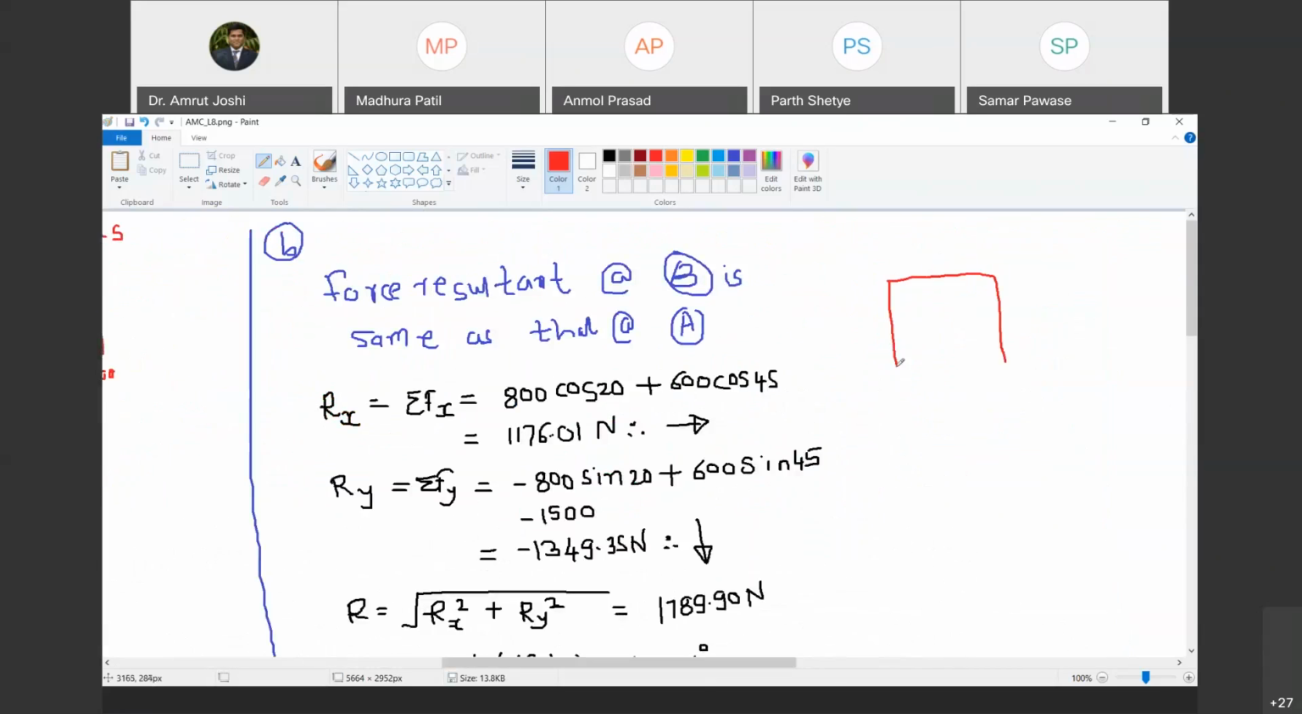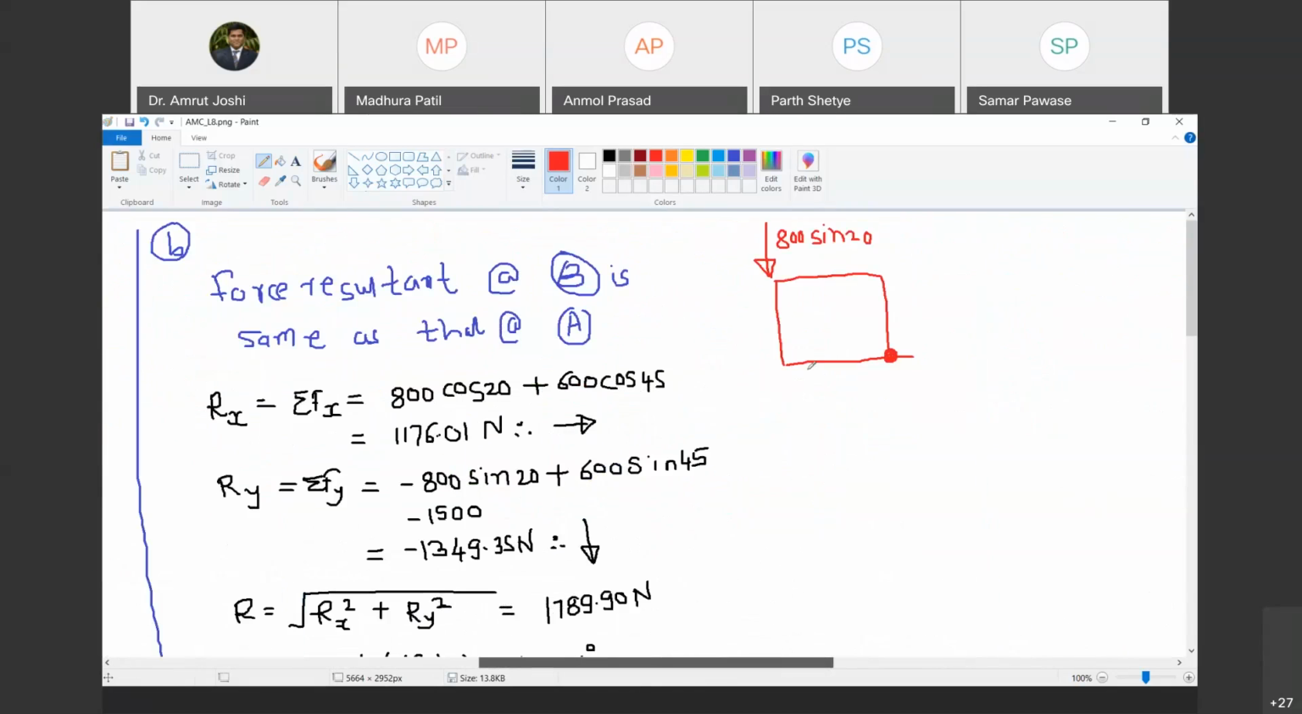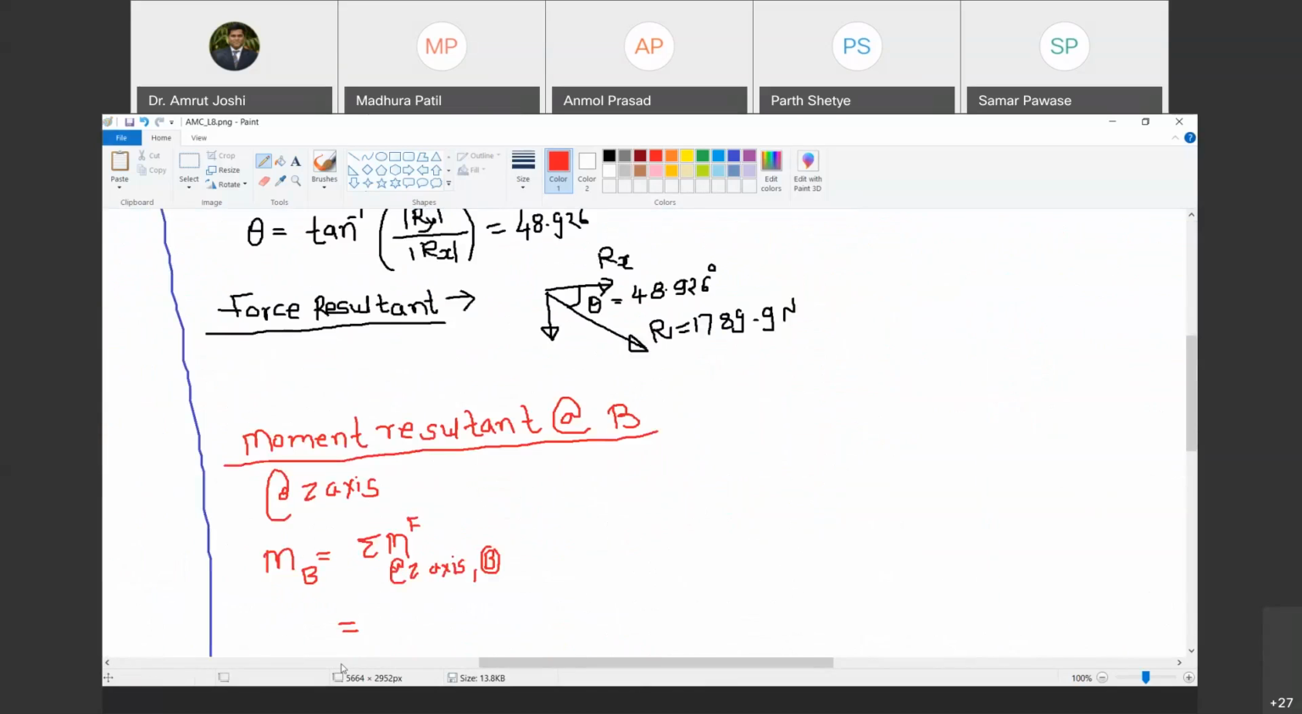This is 800 sine 20. Do you agree with me? Yes, sir. This is the point now under consideration. And what is the perpendicular distance between the line of action of 800 sine 20 and B? It is 700. Do you agree with me? Yes, sir. This is this distance and that is 700. What kind of moment does it produce? Anti-clockwise direction. So this is an anti-clockwise moment. So what should I write? Anti-clockwise, therefore positive.